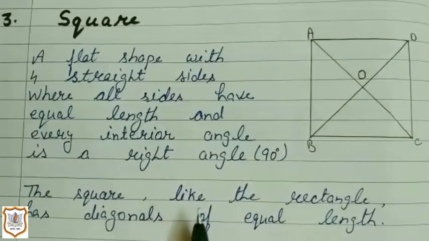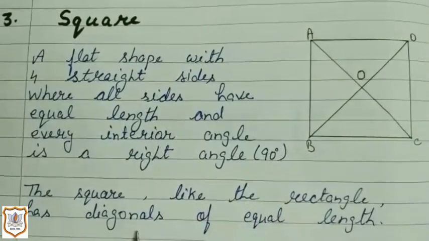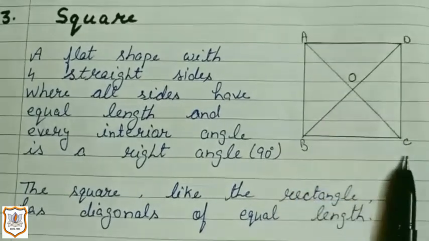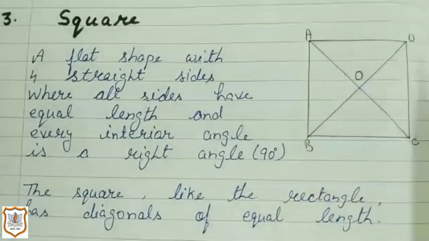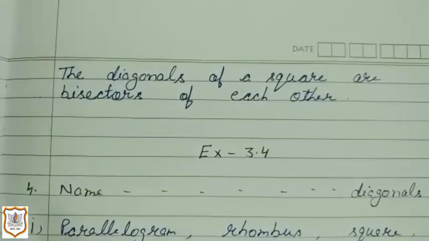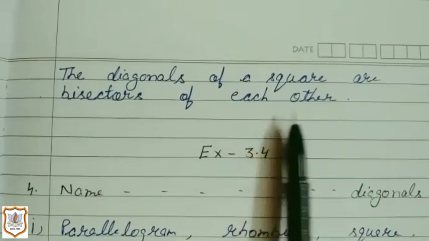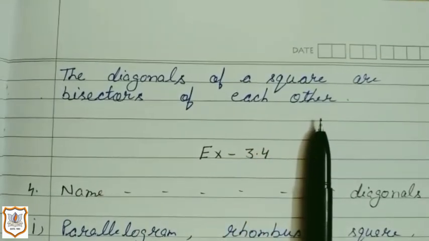The square, like the rectangle, has diagonals of equal length. So AC is equal to BD. The diagonals of a square are bisectors of each other. Clear?